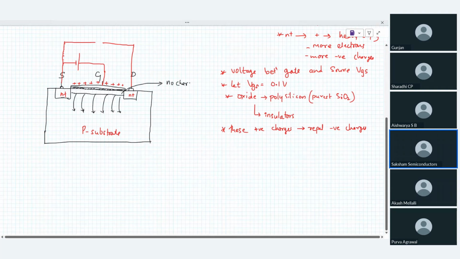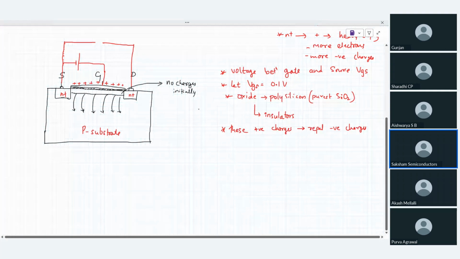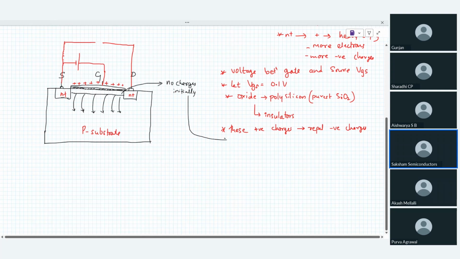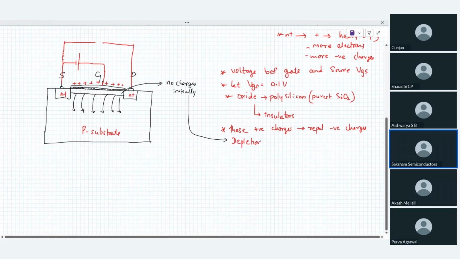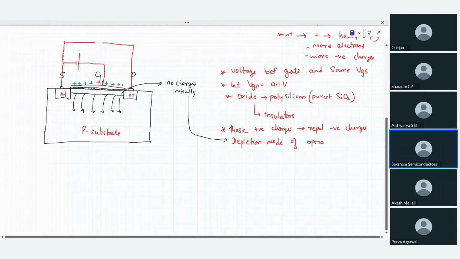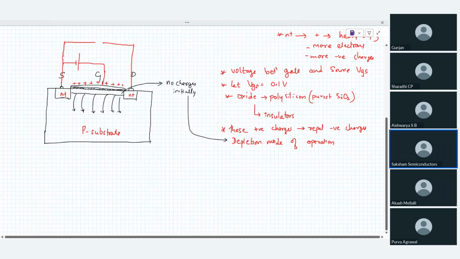No charges initially. Please remember this. And this particular mode of operation is known as the depletion mode of operation. And a very important thing, this depletion mode of operation doesn't have any relation with the depletion type of MOSFET. Don't be under that impression. This is a phenomenon that is going to happen in the enhancement type MOSFET as well as in the depletion type MOSFET also.